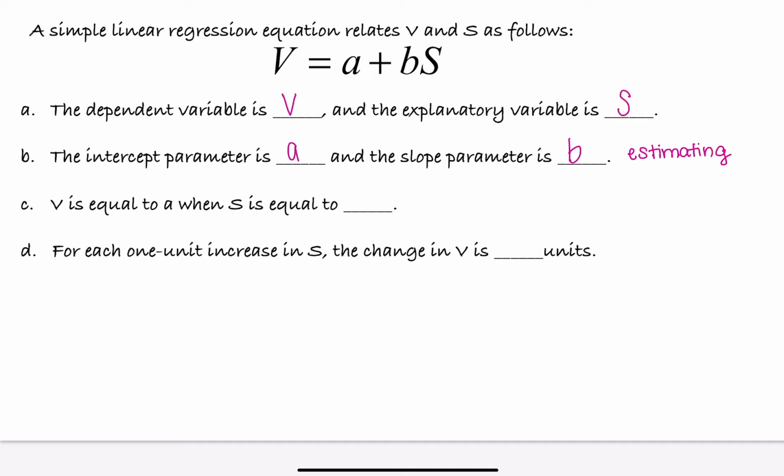V is equal to A when S is equal to 0. Because the only way that we can get that second term to cancel out, to go away, is if S is equal to 0. For each 1 unit increase in S, the change in V is B units.